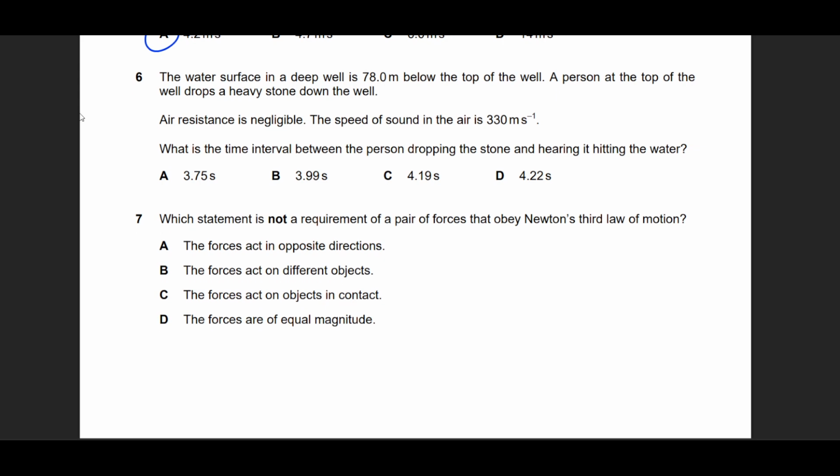Question number 6 requires a bit of diagram and understanding. He says that the water surface in a deep well is 78 meters below. The person at the top of the building or the cliff probably throws a heavy stone down at the well. Air resistance is negligible. The speed of sound is 330 meters per second. What is the time interval between the person dropping the stone and hearing it hit the water?